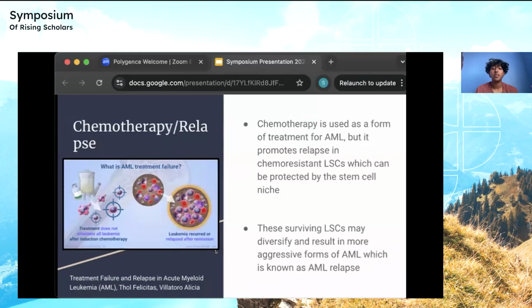So now onto the chemotherapy slash relapse part of the presentation. Chemotherapy is used as a form of treatment for AML, but it promotes relapse in chemo-resistant LSCs, which can be protected by the stem cell niche. So, to counter this problem, scientists have discovered various ways of dealing with LSCs, either being LSC eradication through anchoring interference or mobilization of LSCs out of the hematopoietic stem cell niche. If they are still dormant in the stem cell niche, the surviving LSCs can diversify and result in more aggressive forms of AML, which is known as AML relapse.